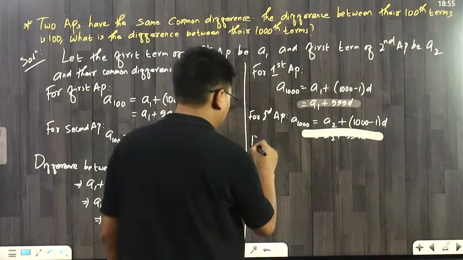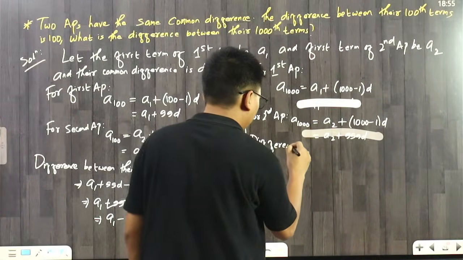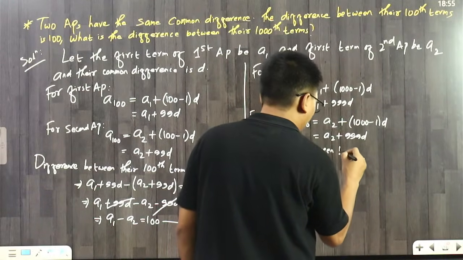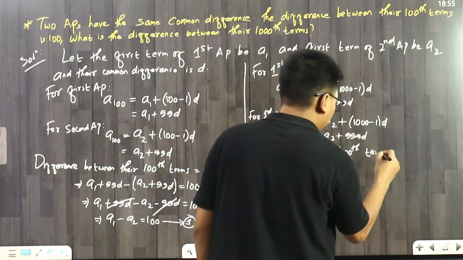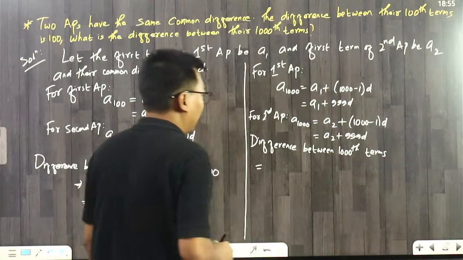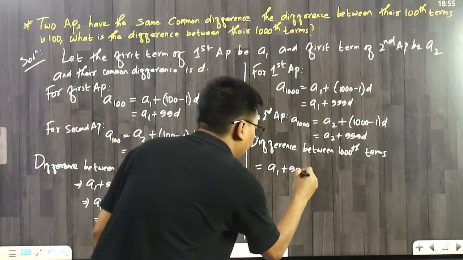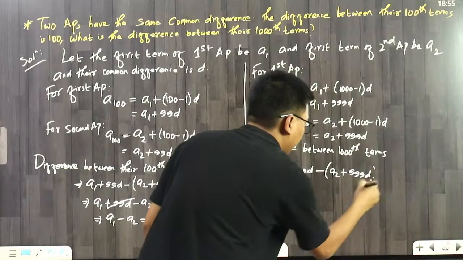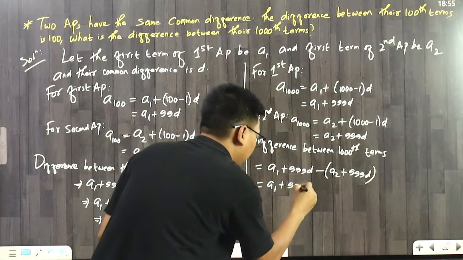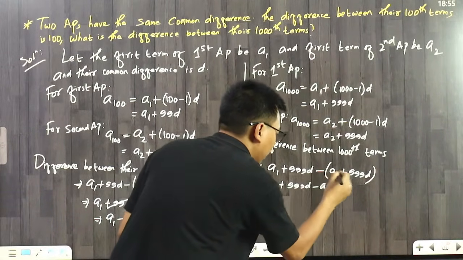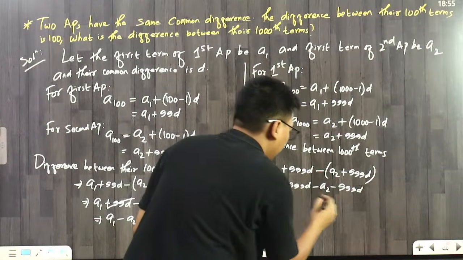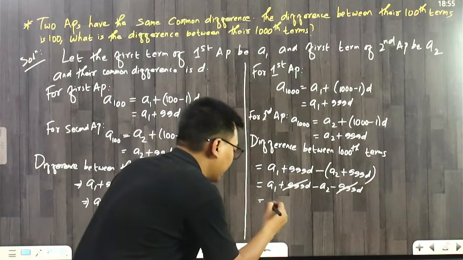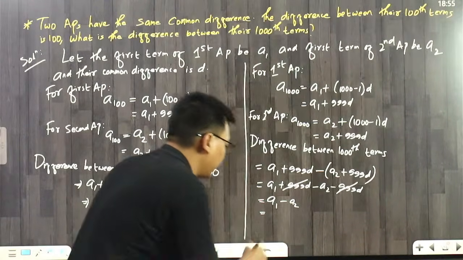Now we'll find the difference between them. So the difference between the 1000th terms is equal to A1 plus 999d minus (A2 plus 999d). So A1 plus 999d minus A2, minus into plus will be minus 999d. So plus 999d minus 999d will cancel out each other. We'll get A1 minus A2.